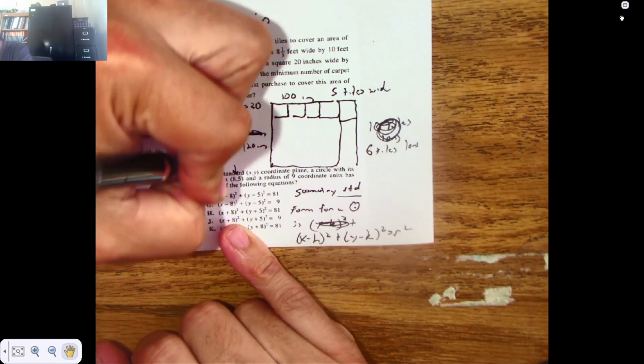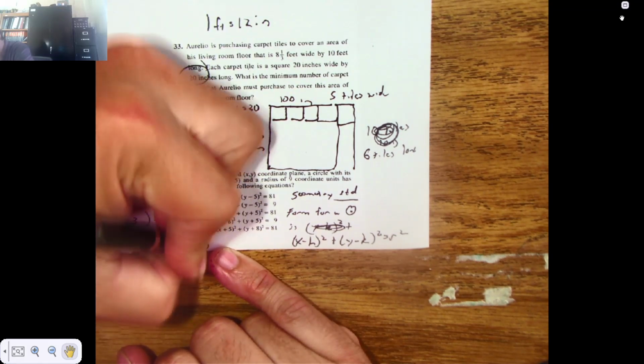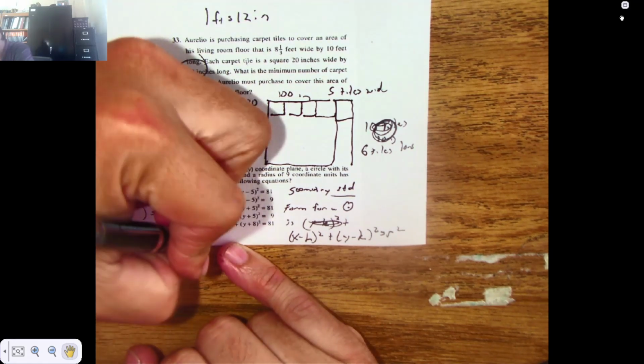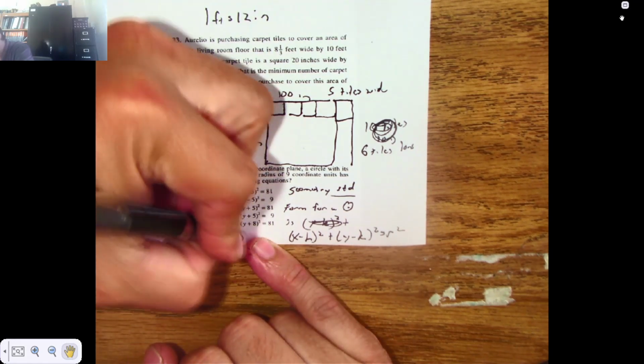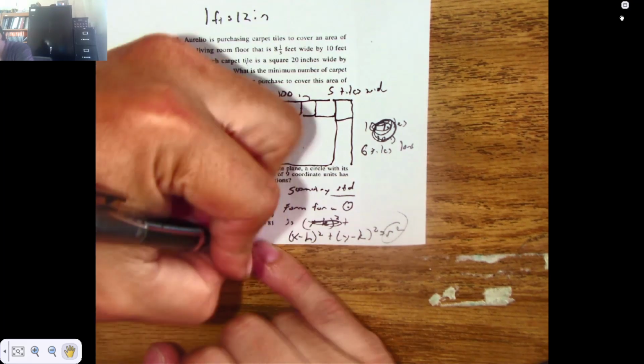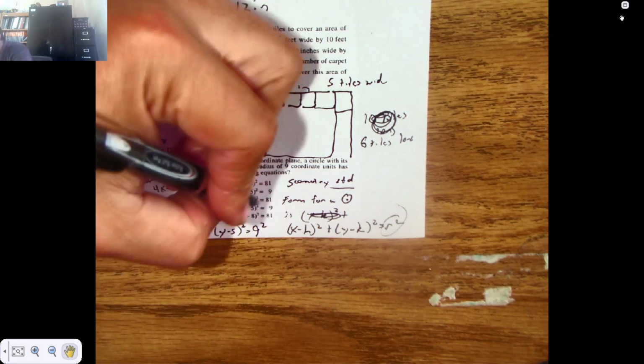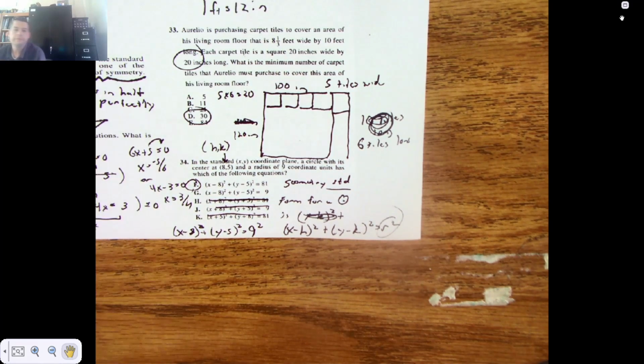This is h and k. So I am looking for x minus 8 all squared. I said 8, wrote 5. Plus y minus 5 all squared. And the r is for radius. So it would equal 9 squared because the radius is 9. You just plug stuff in. Not going to be the pluses on this one. And if you square a 9, you get an 81.